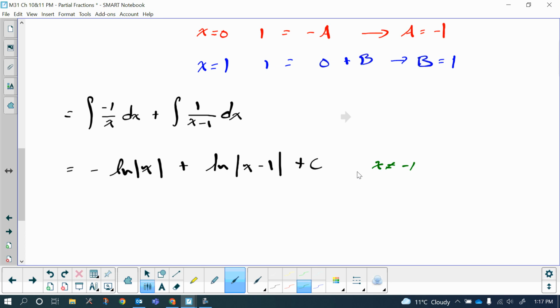That is partial fractions and integrating using partial fractions.